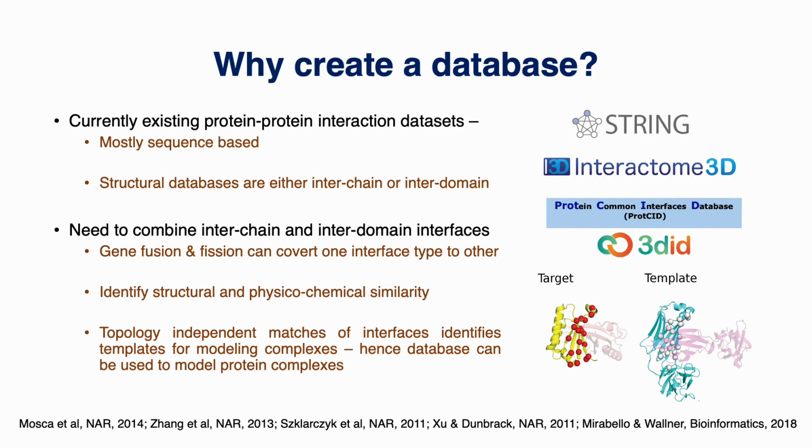Why would we like to create such a database? There currently exist a lot of protein-protein interaction databases such as STRING and Interactome3D, but they are mainly sequence-based. There are structure-based databases, but some of them are interchain, like ProtCID, and some of them are domain-based, like 3did. We wanted to combine both chain and domain interfaces because gene fission and fusion can convert one type of interface to another. In addition, if we have a combined database, we can identify structural and physicochemical similarity between them.